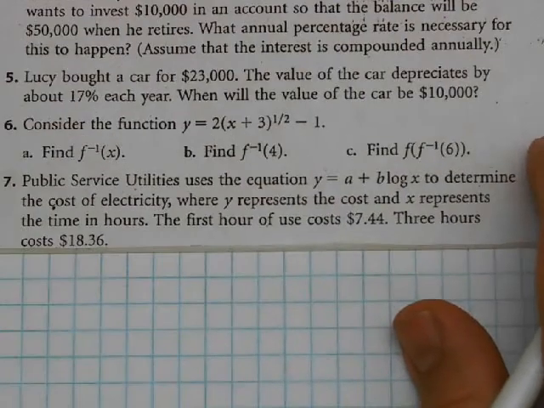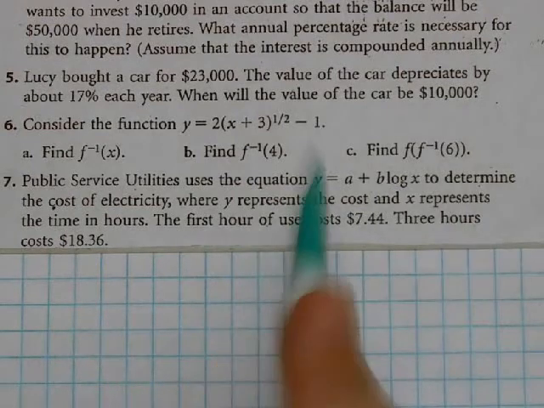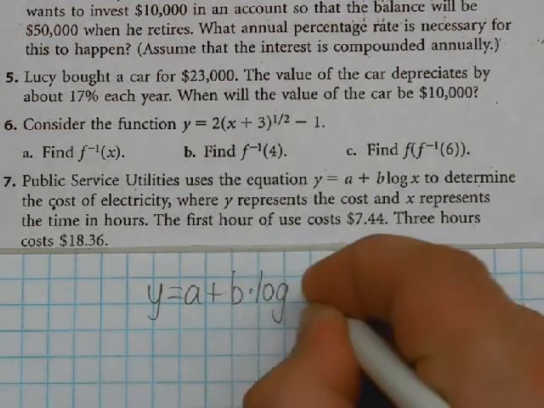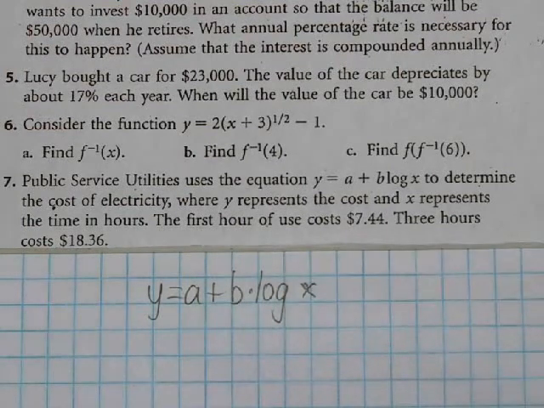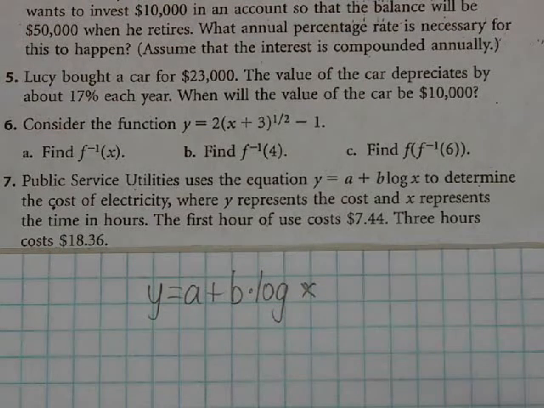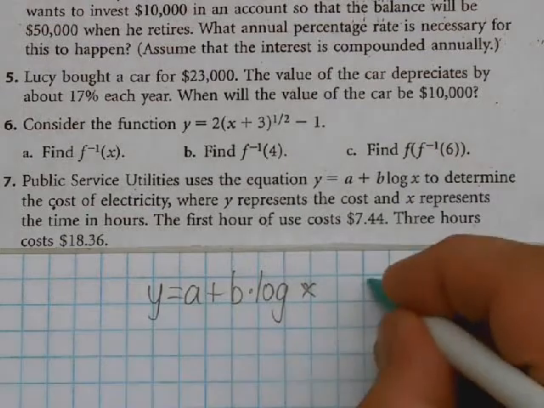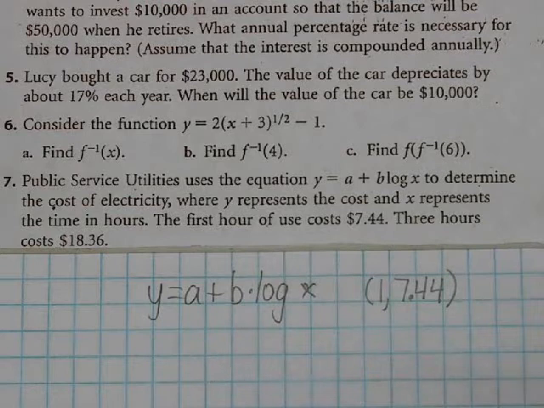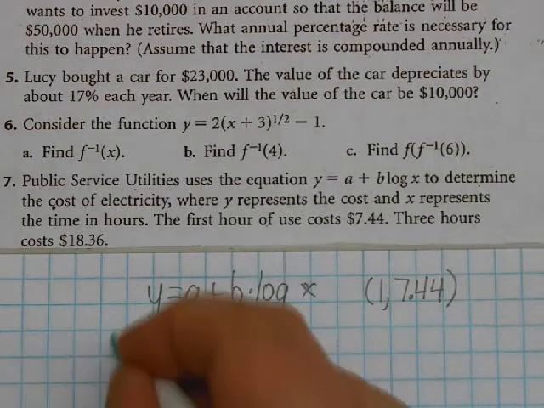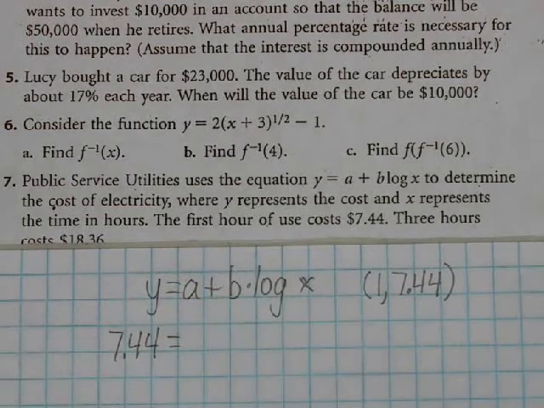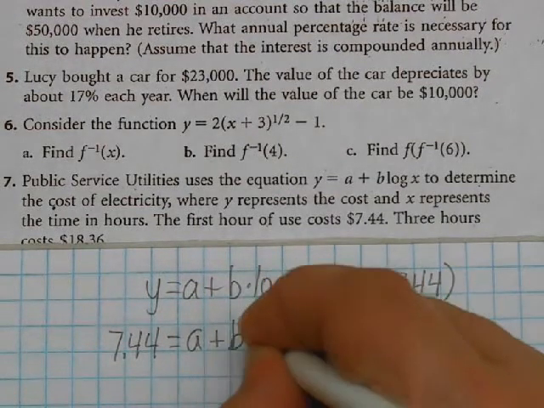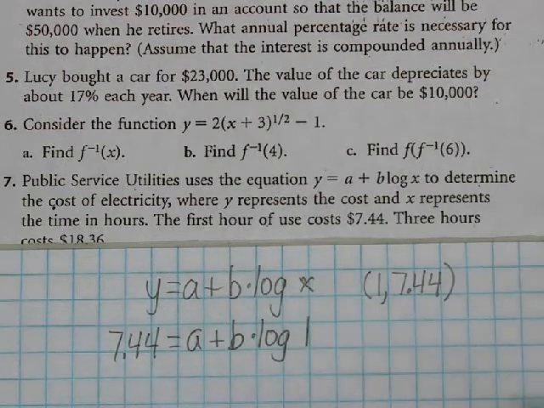Okay, then our last question. We've got an equation in the form of y equals a plus b times the log of x that is used to find the cost of electricity. We know that in the equation, 1 hour costs $7.44. So let's plug that into our equation. Our cost is y, so $7.44, plus a, we don't know a, plus b, we don't know b, times the log of 1.